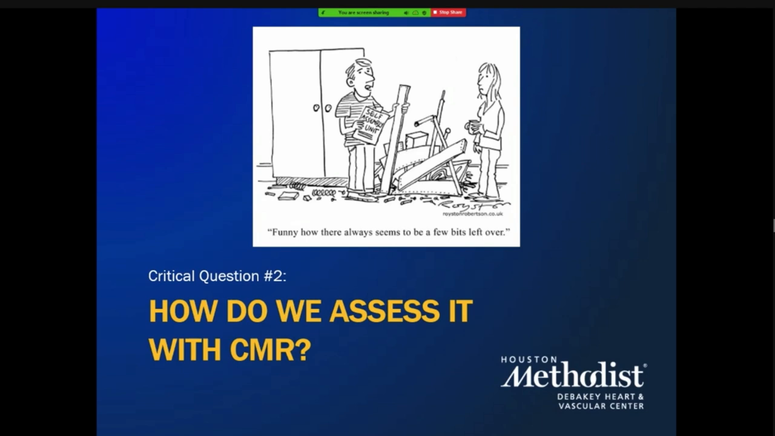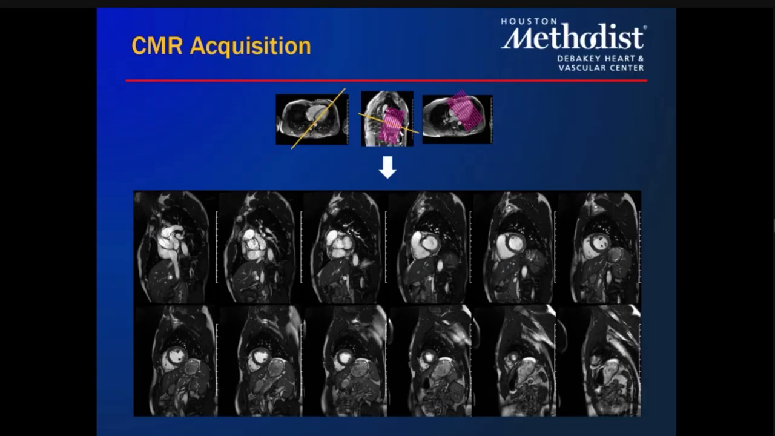So now that I've answered what the RV does and why cardiac MRI, how do we do it? We start off with conventional anatomic views. Shown here is a nice axial view. And we do an oblique sagittal plane centered on the left ventricle. This gives us a pseudo two chamber.